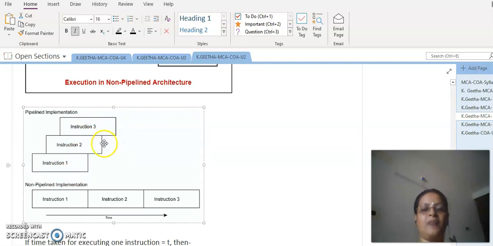Of course, we assume that everything happens in a smooth manner, but in certain cases there are some problems or hazards which can be experienced, which may delay the pipeline. Anyhow, it is not our scope to discuss pipelining in detail. We are just discussing parallelism.